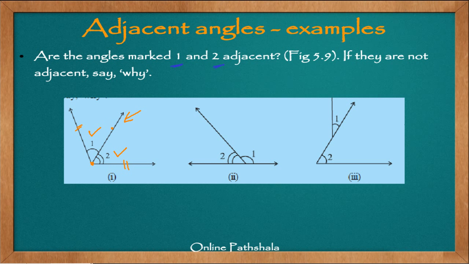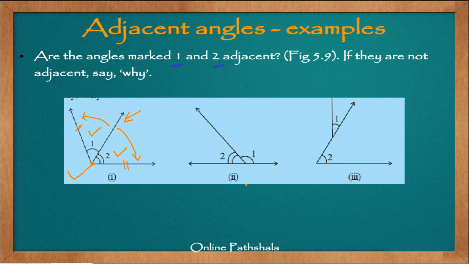One is lying towards this side, the other one is on this side. Therefore, angle 1 and 2, they are adjacent angles for figure 1. Let us look at figure 2.